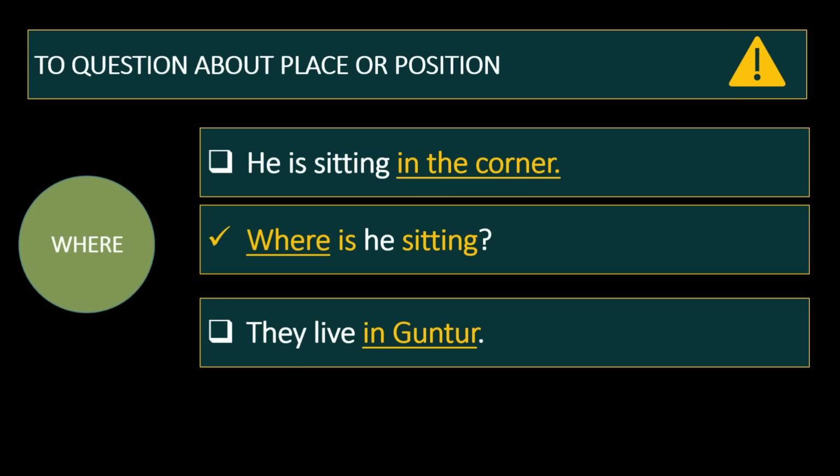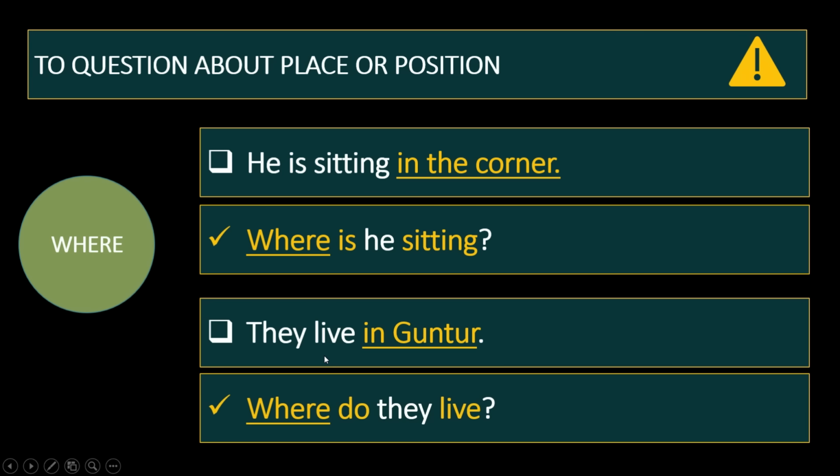Next example, they live in Guntur. This time we don't have any helping verb, so we have to depend on this, live, and we need to get a helping verb from this. You can apply this rule just like we discussed before, do plus live, do plus V1, and you put the subject between them. Where do they live? That's it.